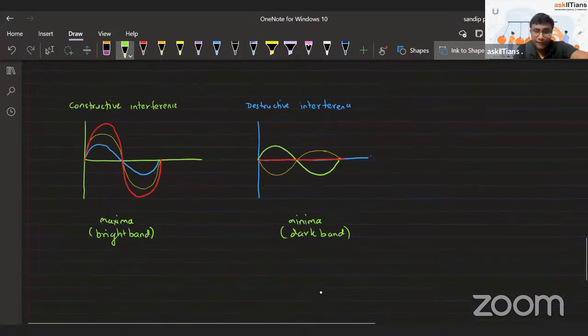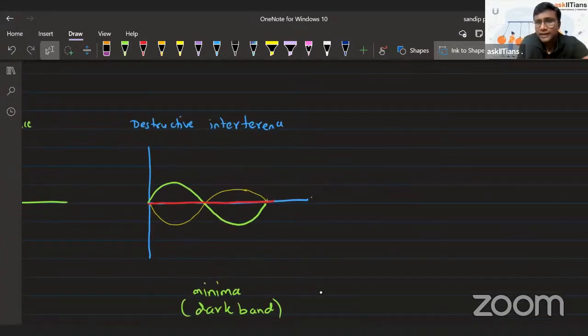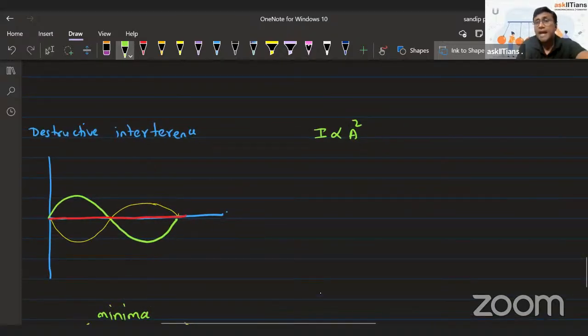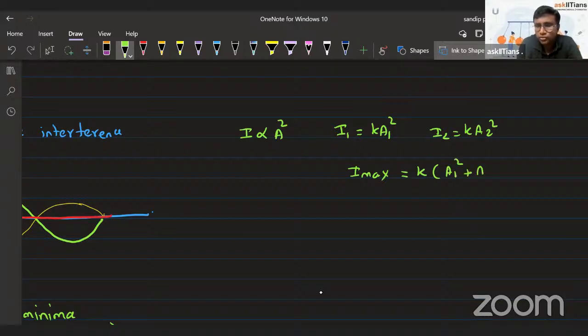Now if you talk about the intensity of the two waves, we should know that intensity is directly proportional to amplitude square. If we have two sources, intensity by the first source will be I1 equals K A1 square, and I2 equals K A2 square. If I combine these two, then I will get the Imax, which is K times A1 square plus A2 square.